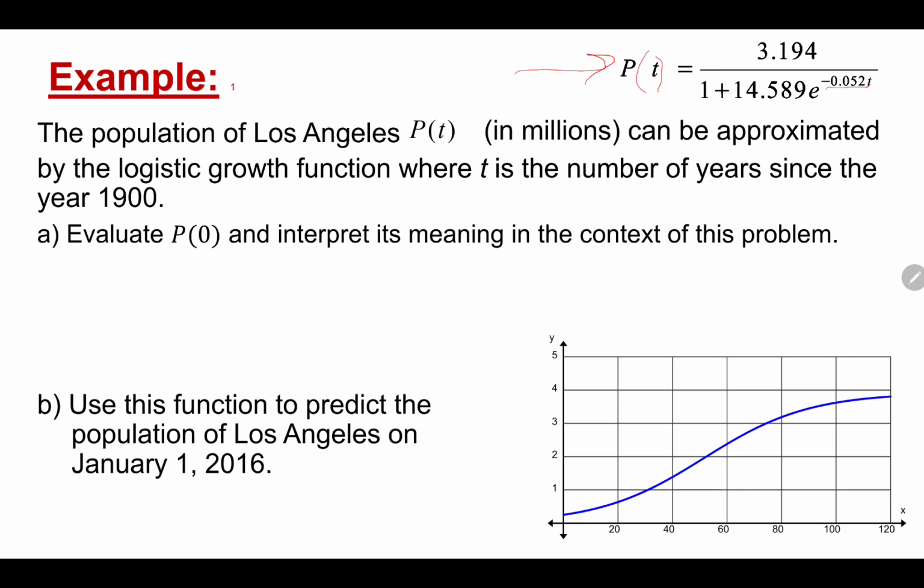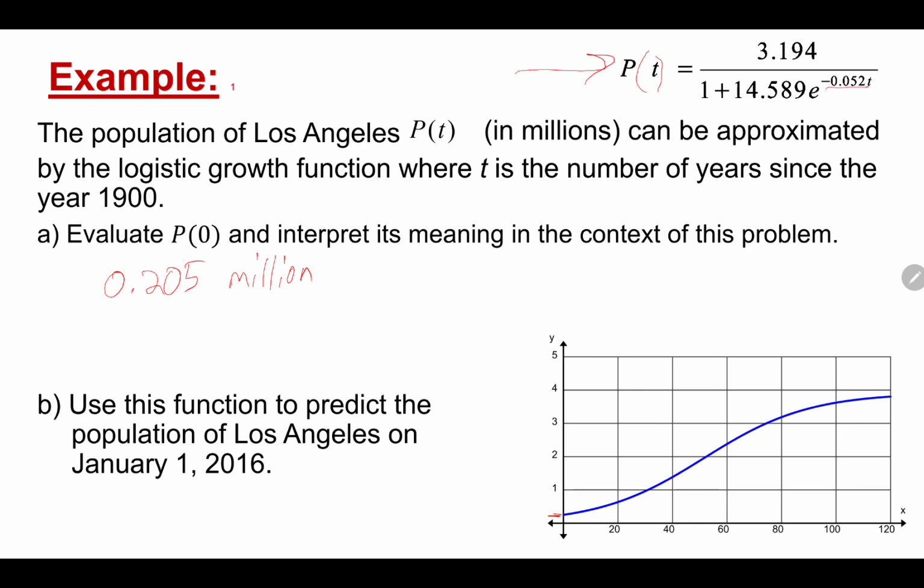And this is in millions, but this answer is technically 0.205 millions. So it's not even a million people. So in the 1900s, Los Angeles did not have a million people living in it. Okay, so interpreting its meaning in the context of this problem is to say that in 1900, Los Angeles' population was less than 1 million, right? It is less than 1 million.